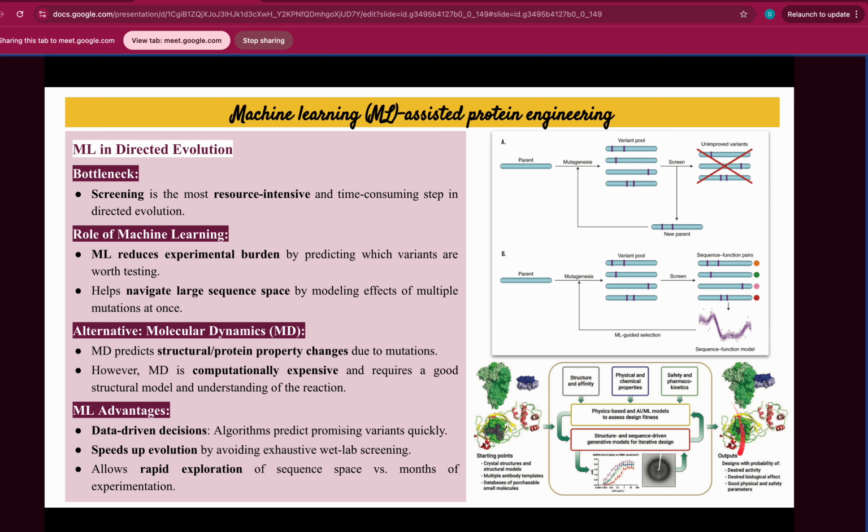Similarly, in this figure the same thing is being shown, that with the help of machine learning you can reduce your efforts.